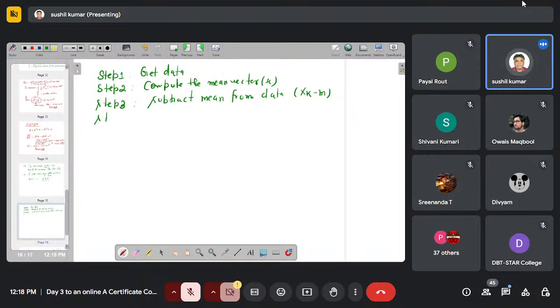Then step 3, 4, sorry, here I will calculate the covariance matrix. Okay, and then step 5.